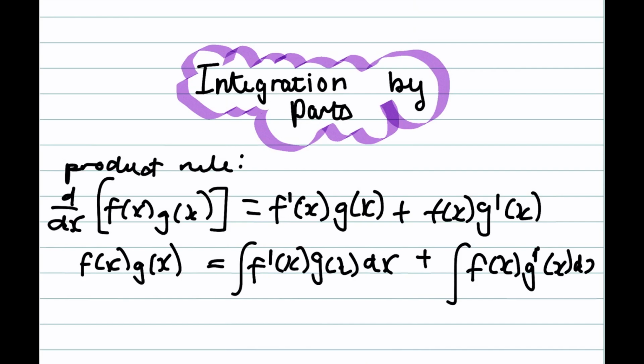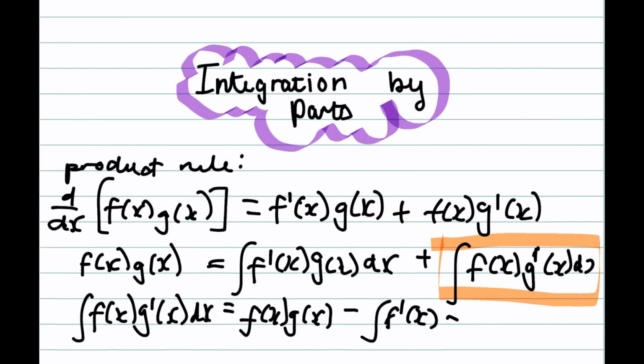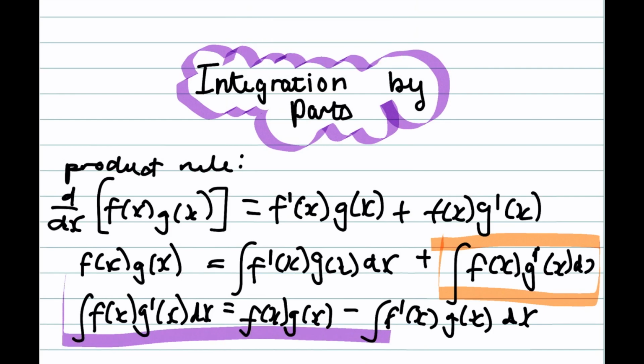Okay, so now say we want to solve for this term over here. Well then, we'll have the integral of f of x g prime x dx will be equal to f(x) g(x) minus the integral of f prime x g(x) dx. Okay, and then this is actually our formula for integration by parts.